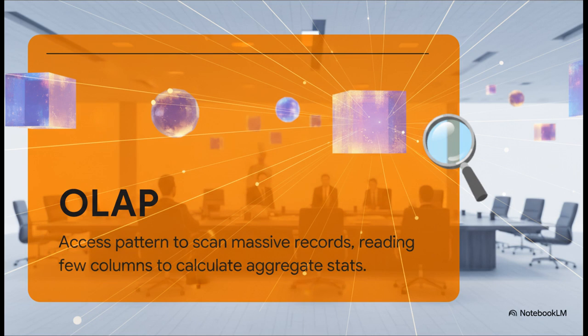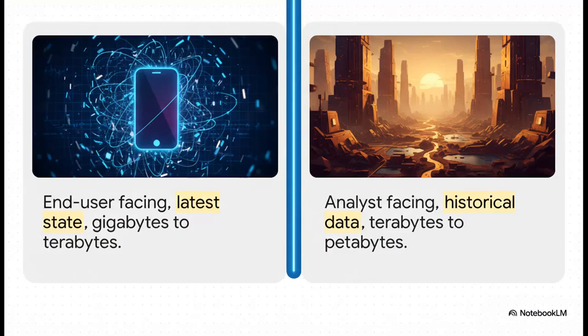This requires a totally different access pattern known as Online Analytic Processing, or OLAP. Here, business analysts are scanning massive numbers of historical records to calculate aggregate statistics, stuff like counts, sums, and averages. So we really have two fundamentally different worlds operating here. On the one hand, the tight shot, OLTP. It is entirely end-user facing. It only cares about the absolute latest state of the data, your current cart, your current balance, and it usually ranges from gigabytes to terabytes in size.